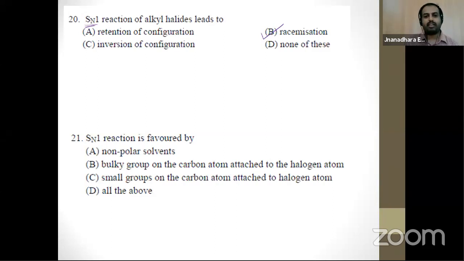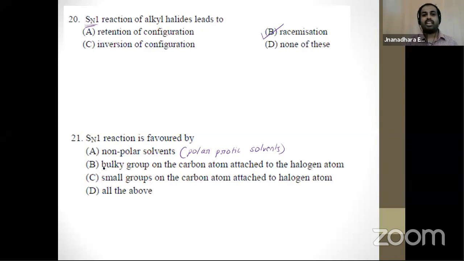Afra says option B. So there's a mixed response here. Chandu says option C. Okay, let's see. SN1 reaction is favored by which of these? Remember, SN1 reaction is favored by polar protic solvents, not non-polar solvents. So A is ruled out.